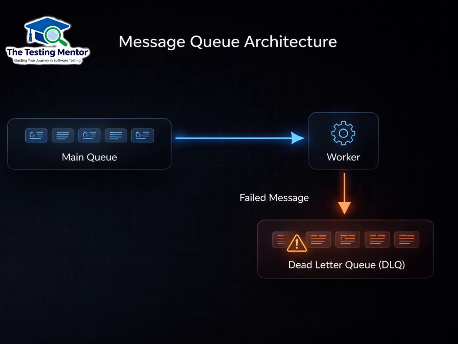Sometimes retries fail completely. Messages are then moved to a dead letter queue. Testing should verify failed messages move to the DLQ, alerts are triggered, and the system does not lose data. This ensures reliability in production.